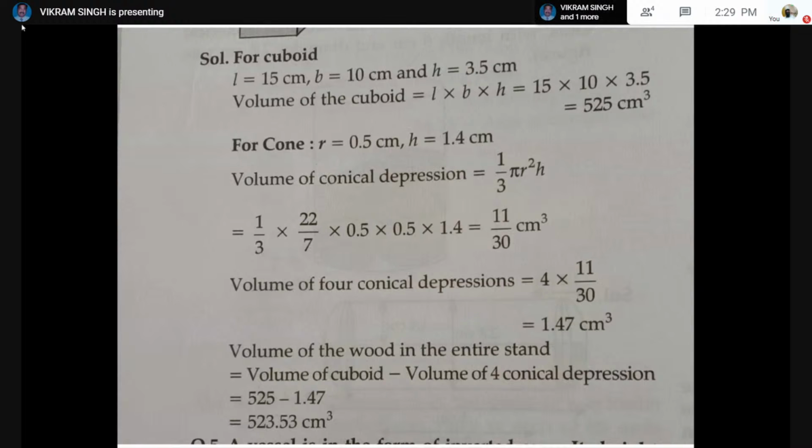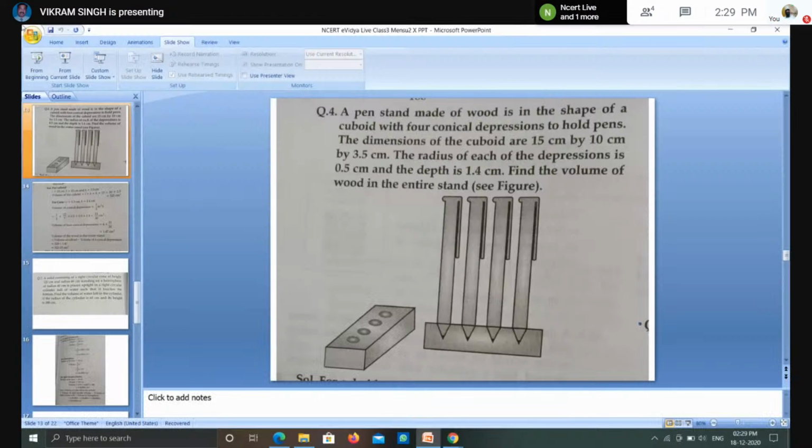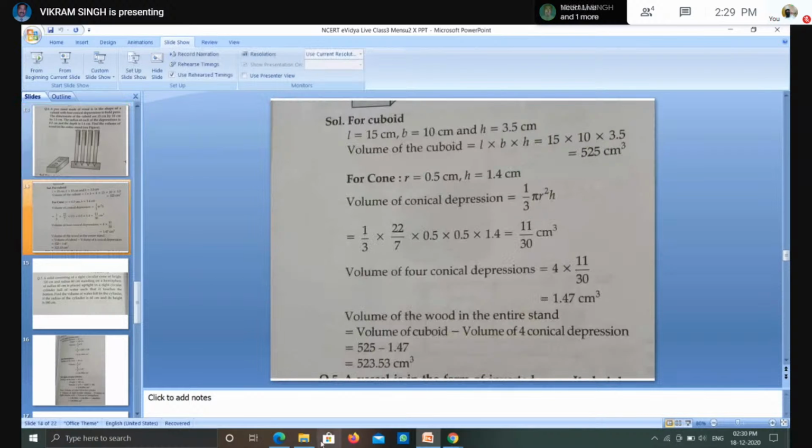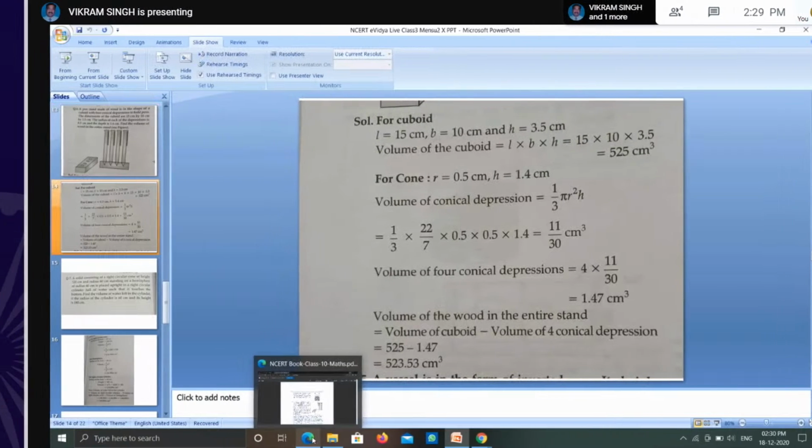Now again we have many questions in the exercise of the same type, but we are taking the typical types of questions, which were numbered 3 and number 4.